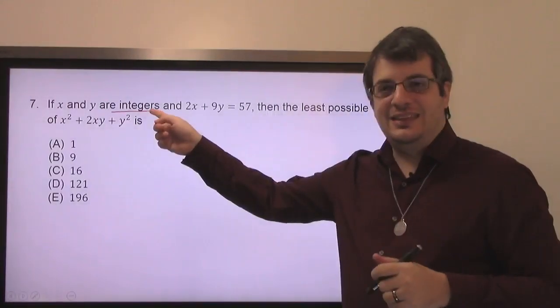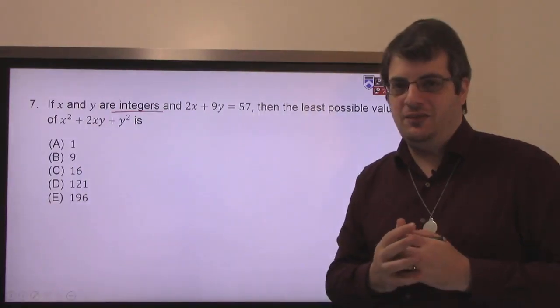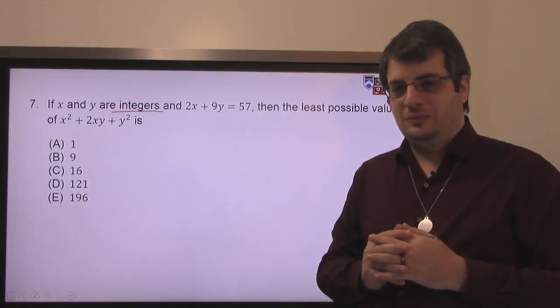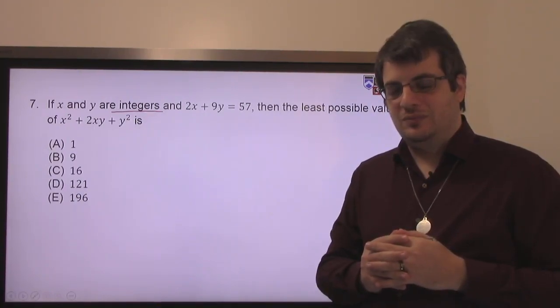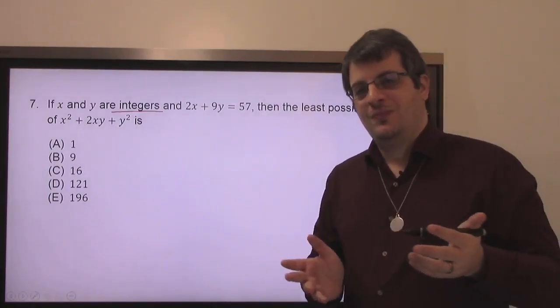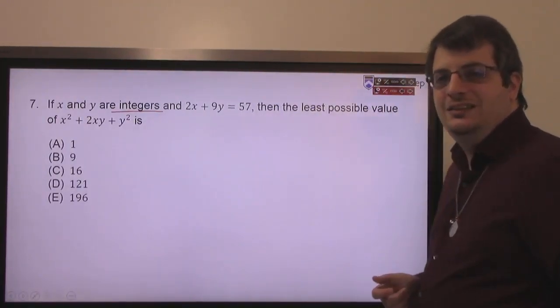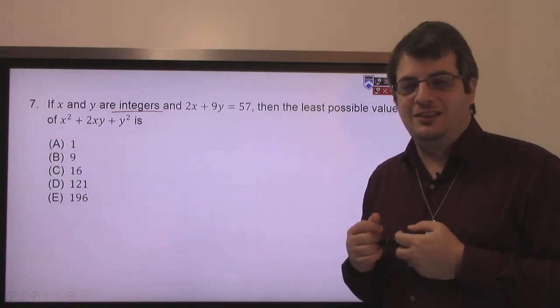What didn't they say here? Let's talk about that. What didn't they say here that you had in some of the other problems? Okay, no one's telling me. Let's go through the solution. Oh, they didn't say positive. They didn't say positive integer. They just said integer, right? They said x and y are integers.